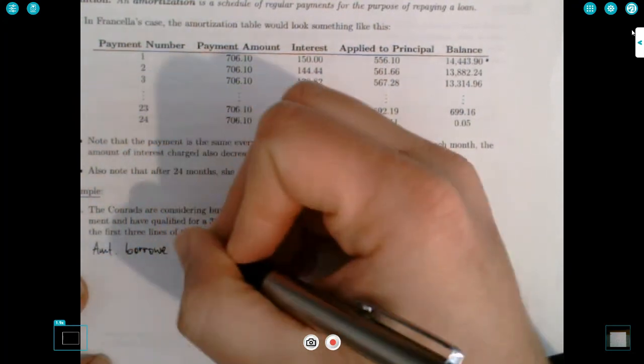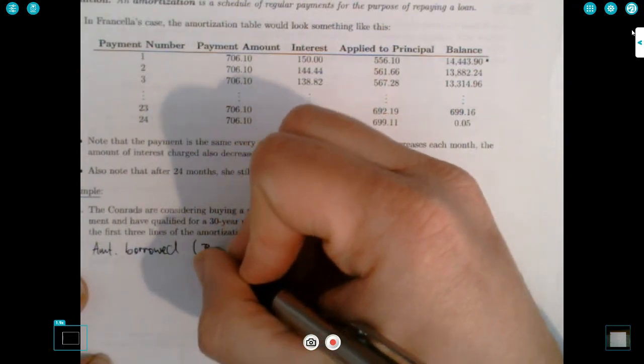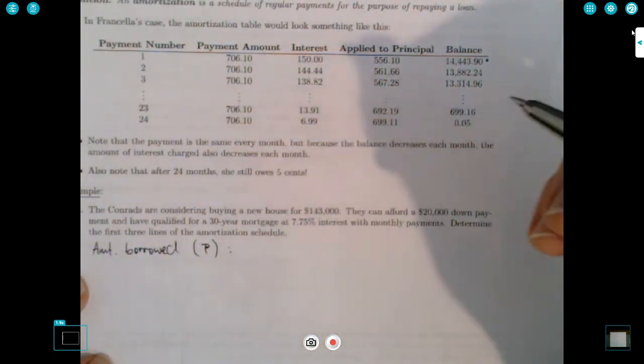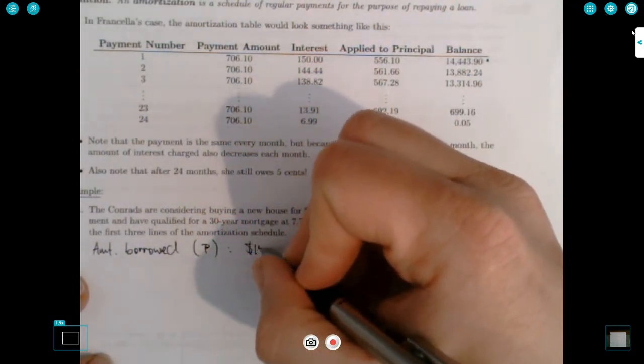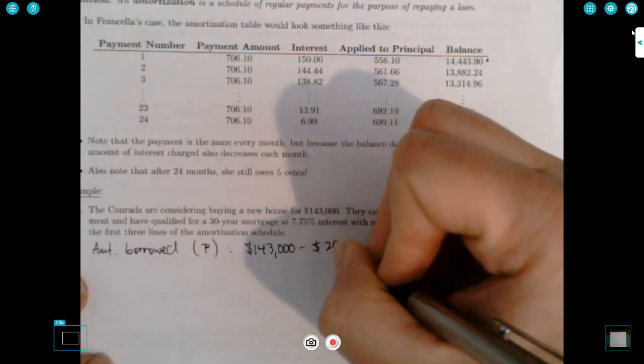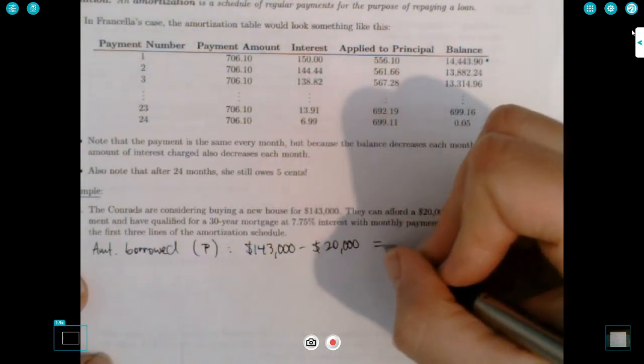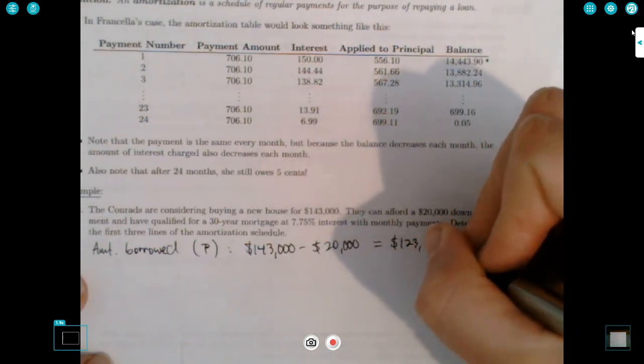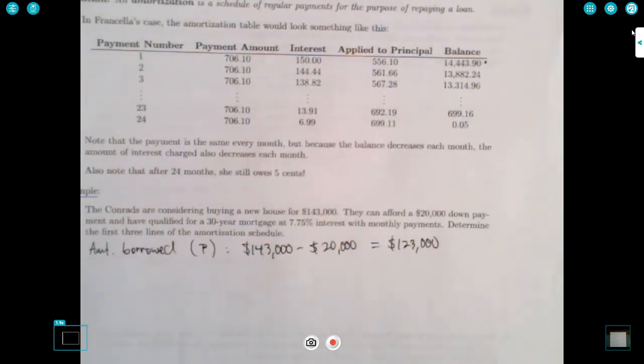which, by the way, would be the present value P, is going to be $143,000 minus the $20,000 down payment, right? So that's $123,000. That's the amount that they're going to borrow.